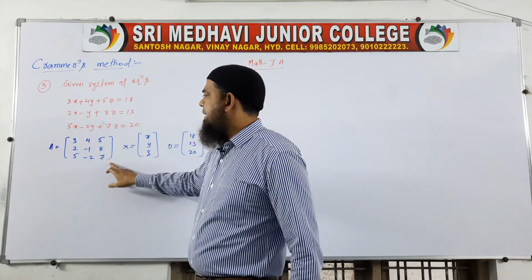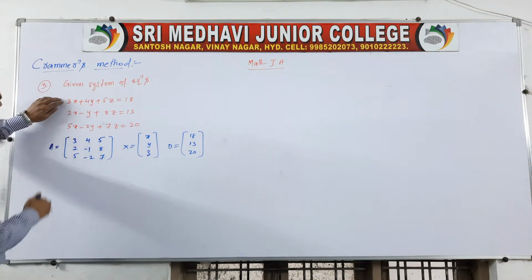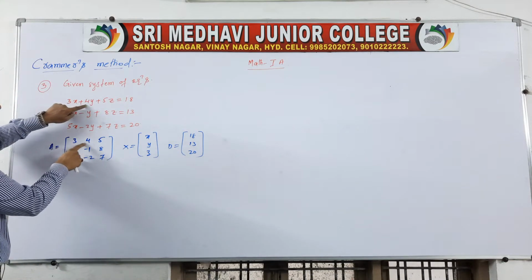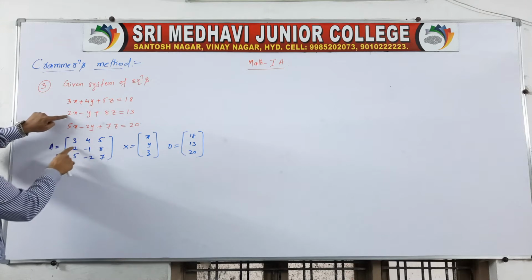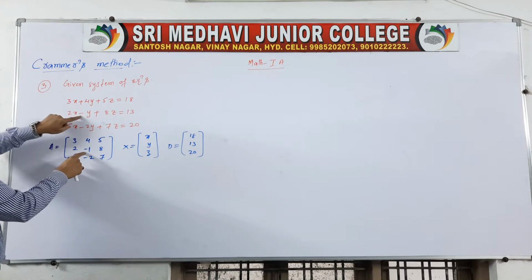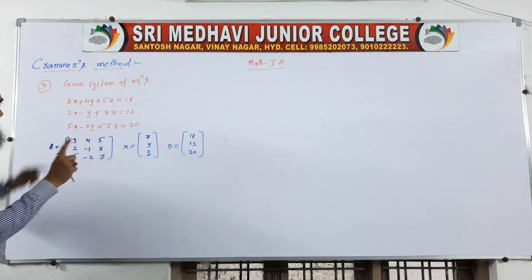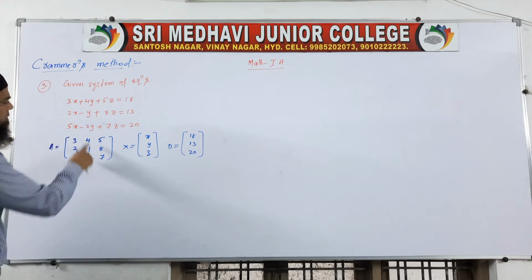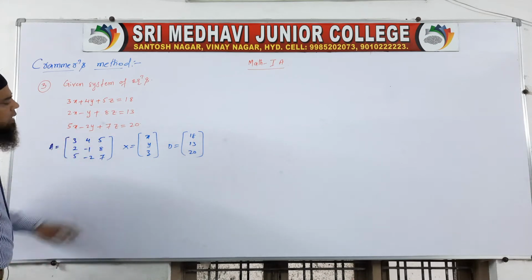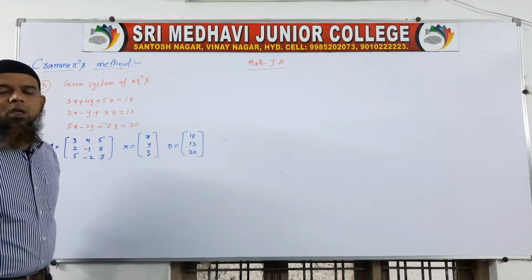I am writing the A matrix. How to write the A matrix? You check here. First 3 as it is, then 4, then 5. Then see 2 here, then nothing is there and minus is there. Nothing is there means we have to take 1 with minus, so minus 1. Then 8, then 5. Here minus 2, with minus we have to take minus 2, and 7. Capital X is equal to x, y, z, d is equal to 18, 13, 20.